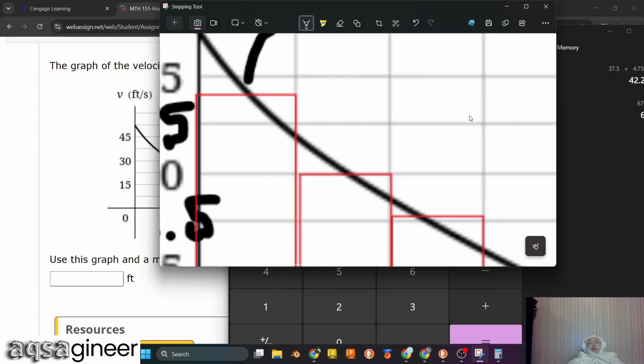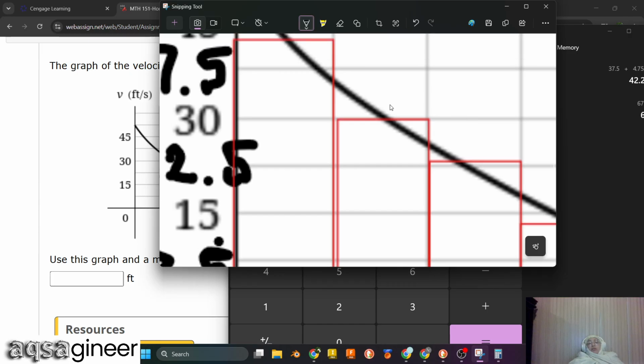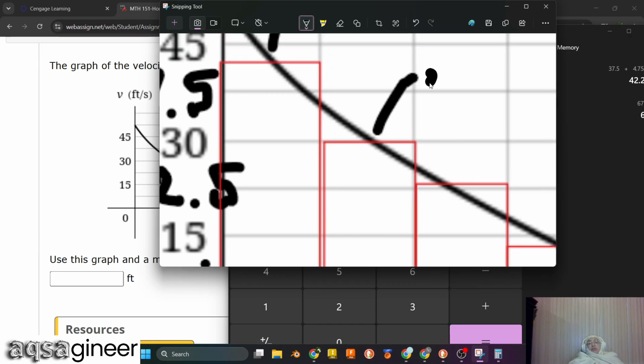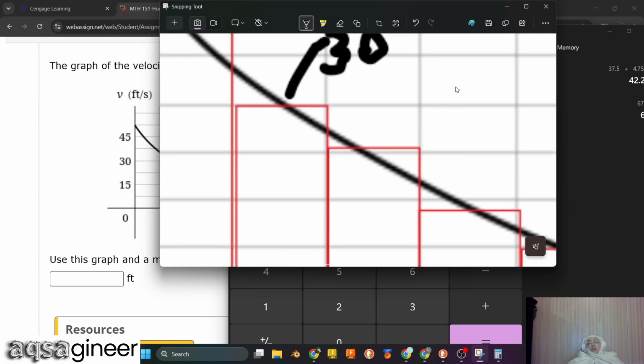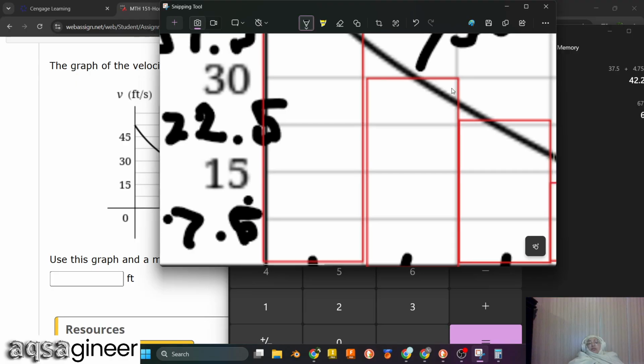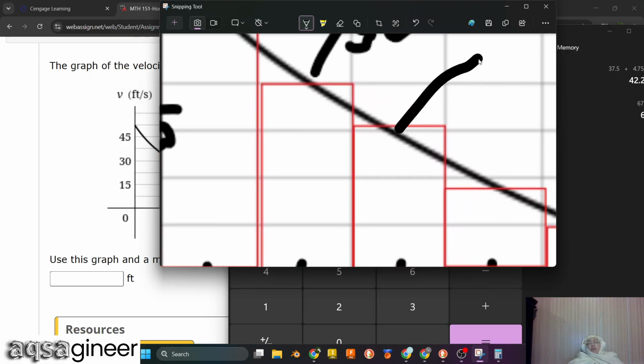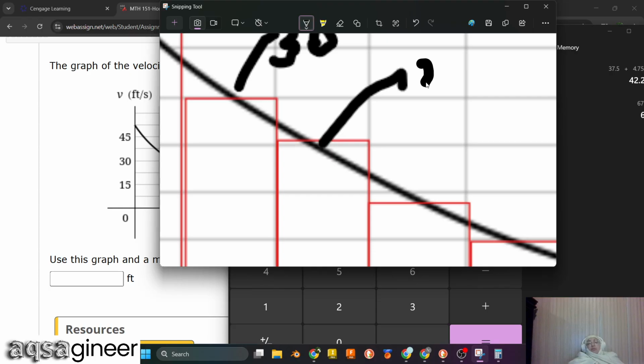Okay, moving forward. We got 30. I'd say that's dead on 30 right there. Good enough for me. And then we got 22.5. I say it's 22.5. Good enough for me.